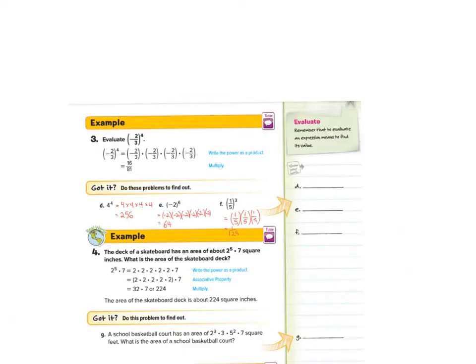So how does exponent relate to real world examples? Well, let's take a look at example 4 and we'll figure it out. The deck of a skateboard has an area of about 2 to the 5th power times 7 square inches. What is the area of the skateboard?